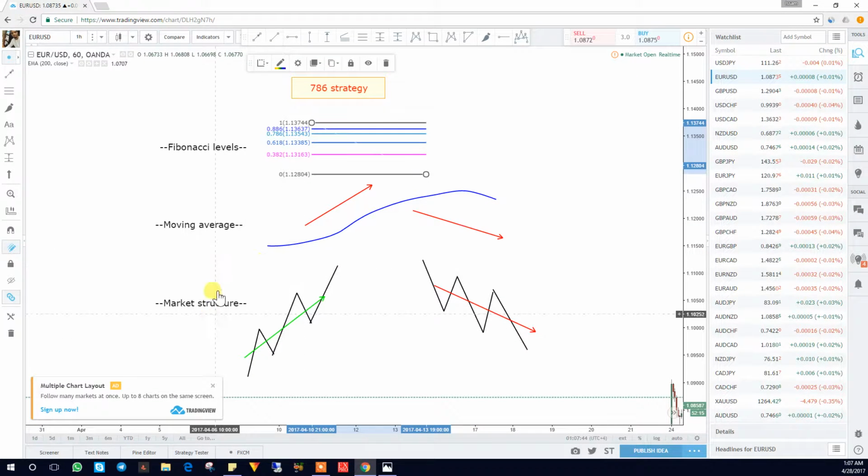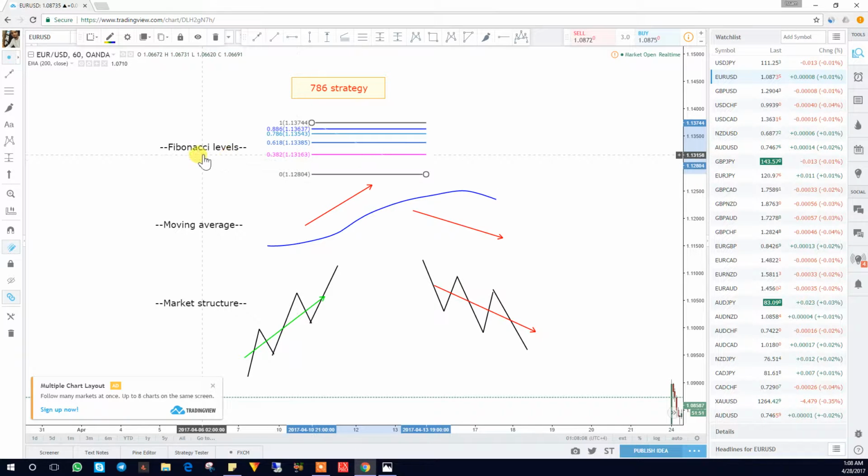I already prepared this for you guys. This strategy is called 786. In this strategy, I'm going to be using the Fibonacci levels, moving average indicator, and the market structure. So I'll be talking about Fibonacci for a while and then move to the next things.